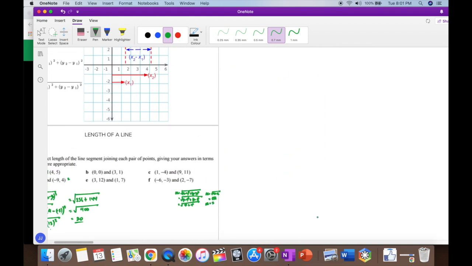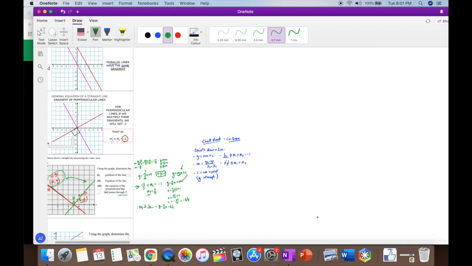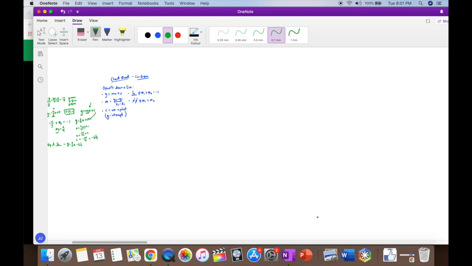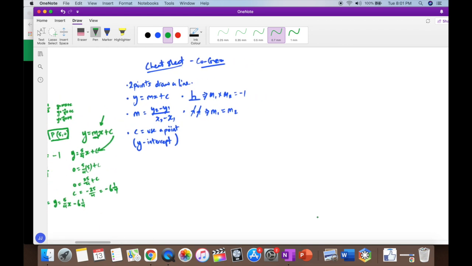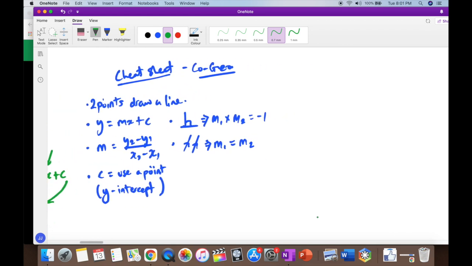Now you can see here we had a little cheat sheet going, and we just need to add a couple of things to this cheat sheet, right? And that is the length of a line and the midpoint of a line. Those two formulas here, right?